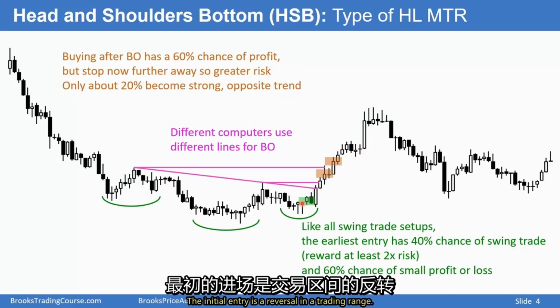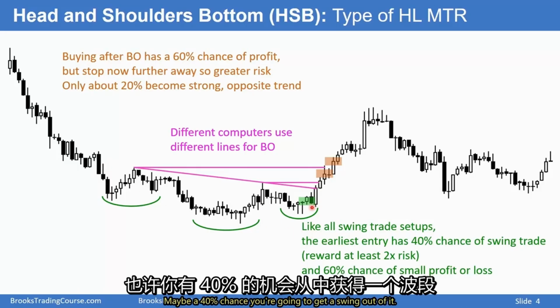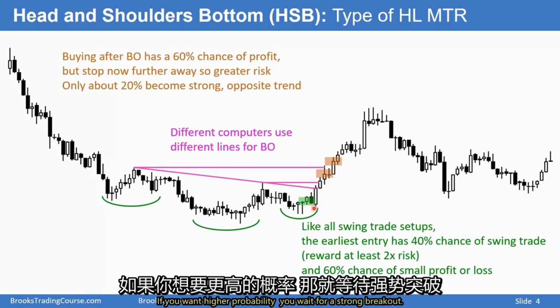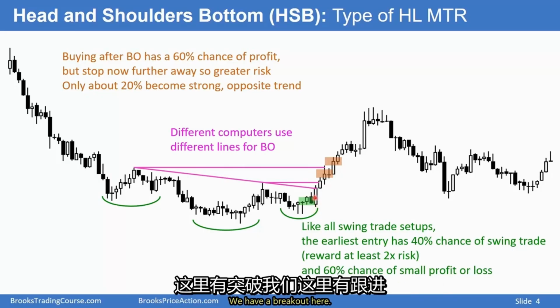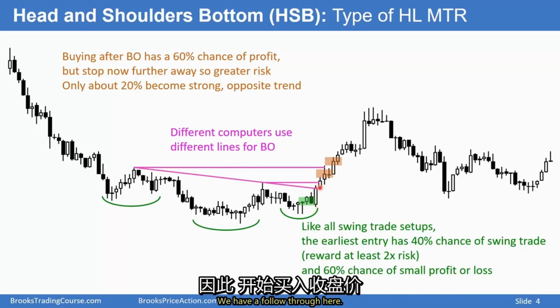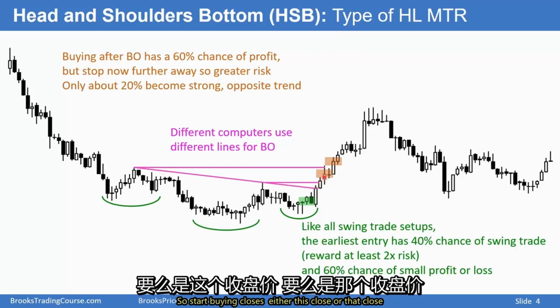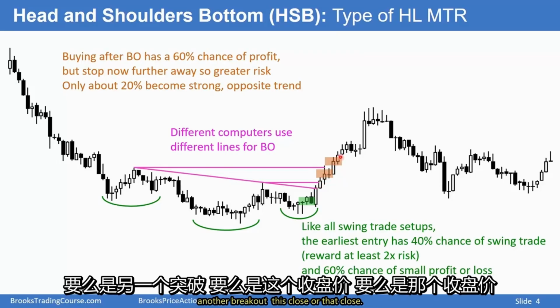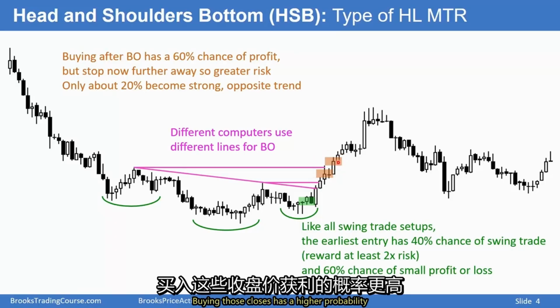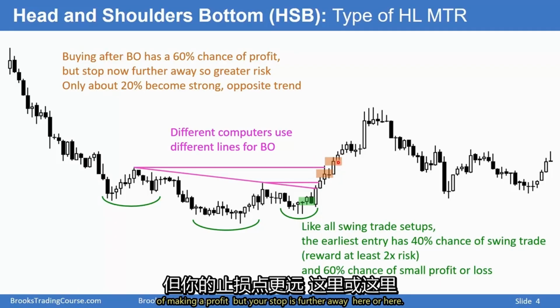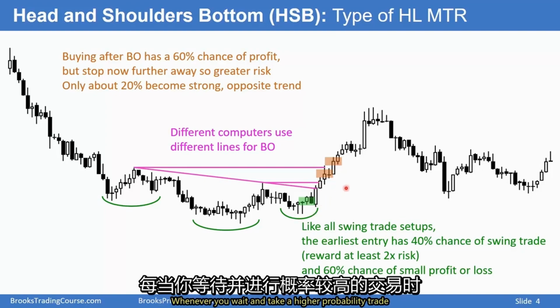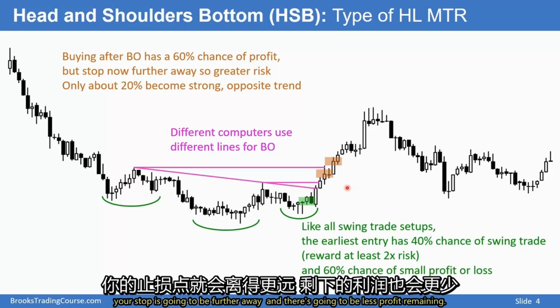The initial entry is a reversal in a trading range, maybe a 40% chance you're going to get a swing out of it. If you want higher probability, you wait for a strong breakout. We have a breakout here, we have a follow through here. So start buying closes, either this close or that close, another breakout, this close or that close. Buying those closes has a higher probability of making a profit, but your stop is further away, here or here. And that's always the case. Whenever you wait and take a higher probability trade, your stop is going to be further away and there's going to be less profit remaining.